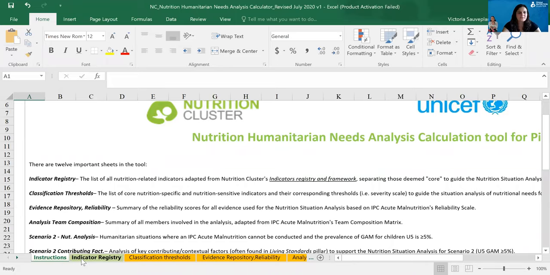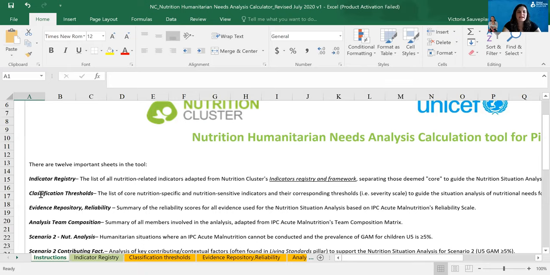In these first two sheets, the indicator registry and classification thresholds, the indicator registry is very common to all of you. It's the same sheet with some slight adaptations from the nutrition cluster caseload calculator that's currently readily available. I took that as a base for this tool and added, as you can see, many more sheets. So I won't spend too much time on the indicator registry, as it's just been adapted from the existing indicators registry and framework.